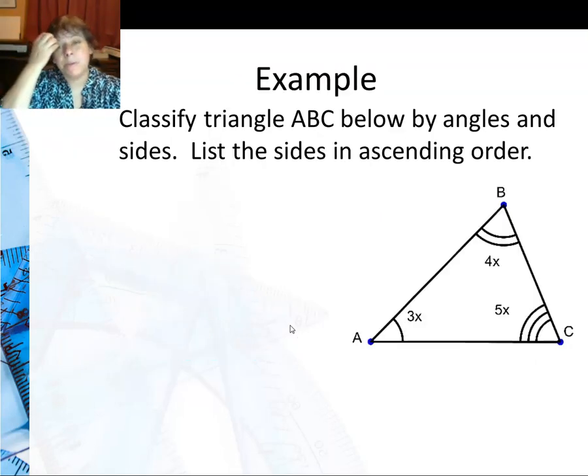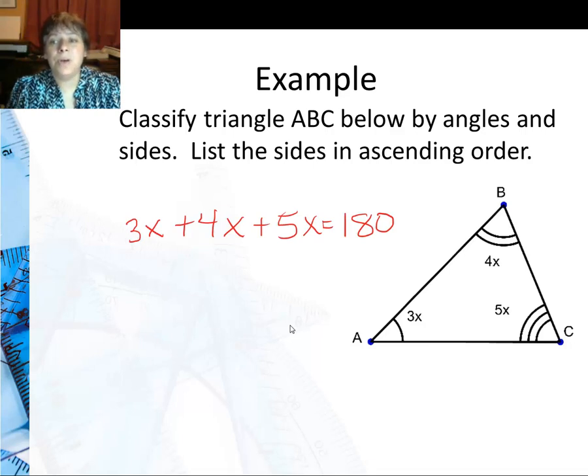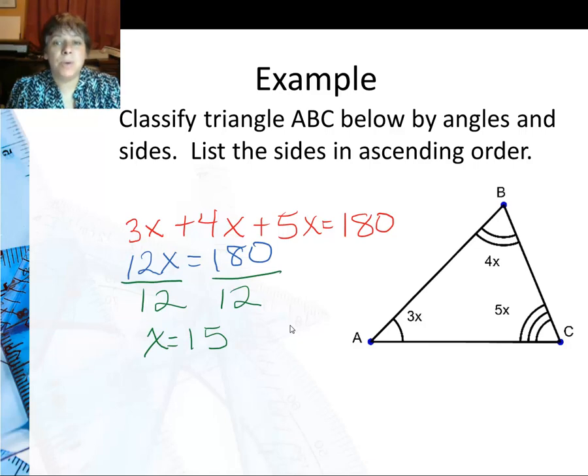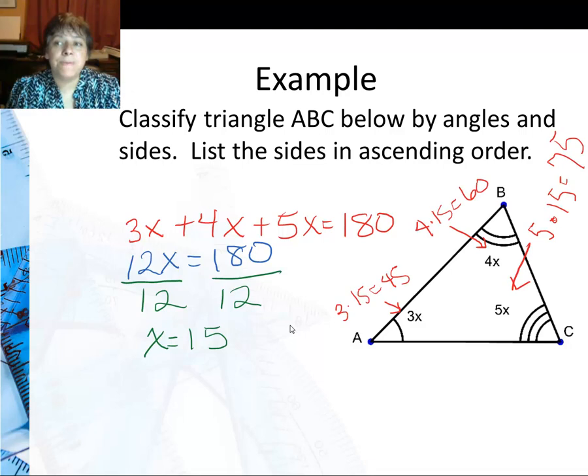In this example, I'm going to classify triangle ABC using angles and sides, and then I'm going to list the sides in ascending order, even though I don't know the length of the sides. So first of all, I know the three angles have to add up to 180. So 3x plus 4x plus 5x is 180, which means 12x is 180. Divide both sides by 12 and I get x is 15. So the three angles are 45, 60, and 75.